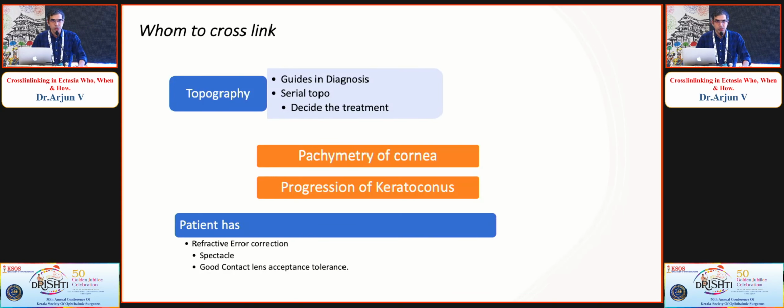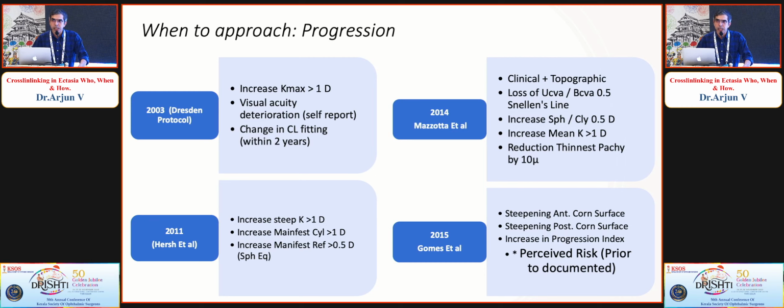So again, the question is whom to treat. You have to see the pachymetry, you have to see whether there is a progression, and your topographer will help you identify the progression with serial topography. And you have to also see whether the refractive error correction is acceptable for the patient with glasses or spectacles. Over the years, the criteria have changed.